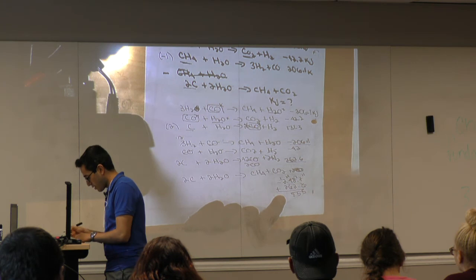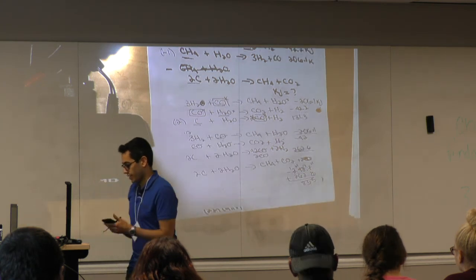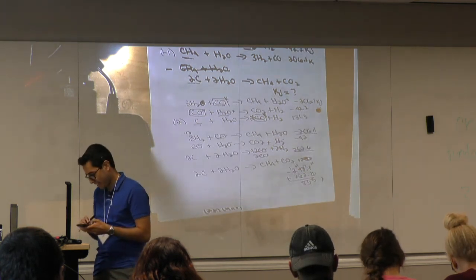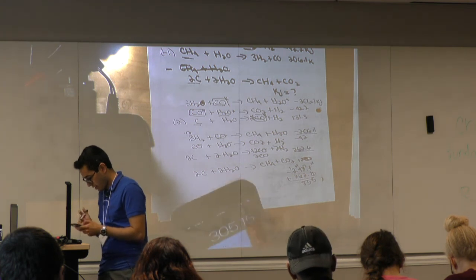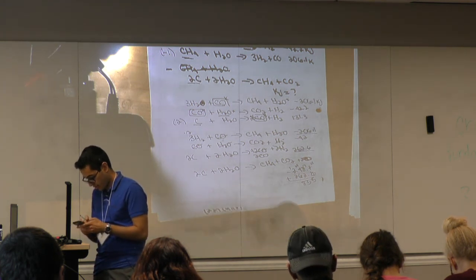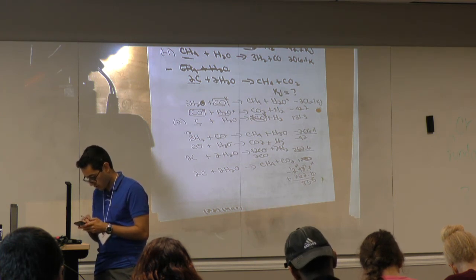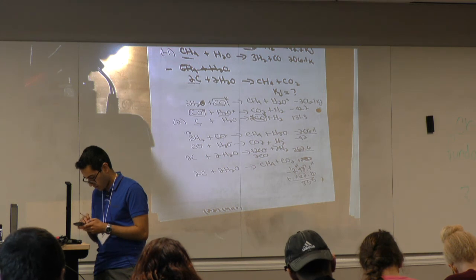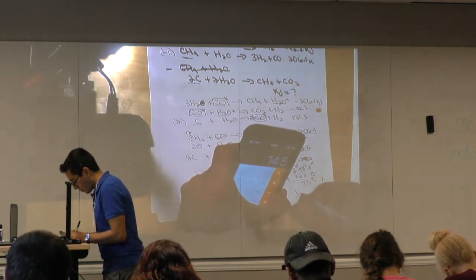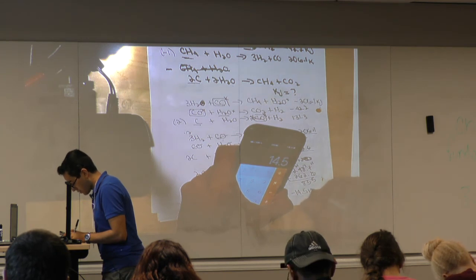I did the subtraction wrong. This is why we have calculators. And so you get negative 14.5 kilojoules.